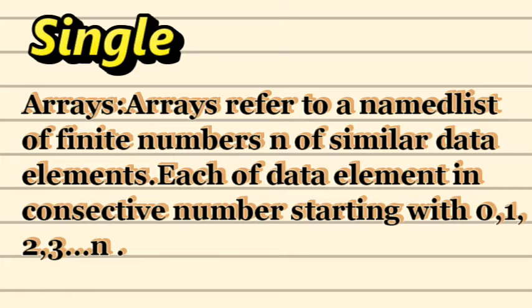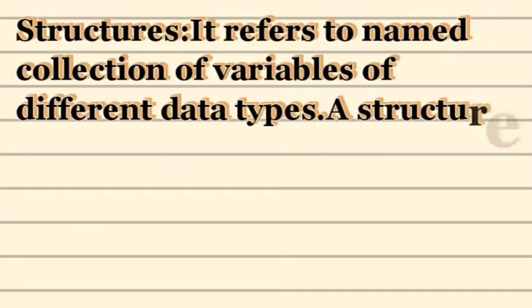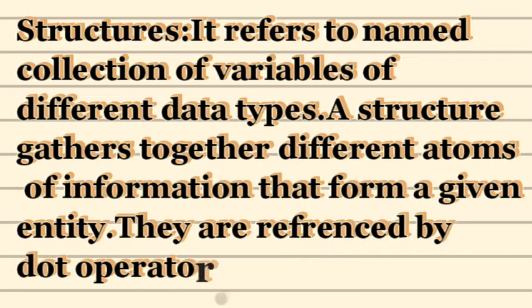Then we have structures. When I'm talking about a structure, it means different data types in one single unit. A structure is different atoms of information that form a given entity. The elements of a structure are referenced using the dot operator. I've also explained structures in another video, you can watch that video. The link is at the top right corner. So I'm not explaining in detail what structures and arrays are in this video. You can check out my previous videos.